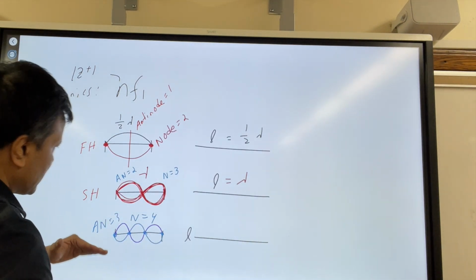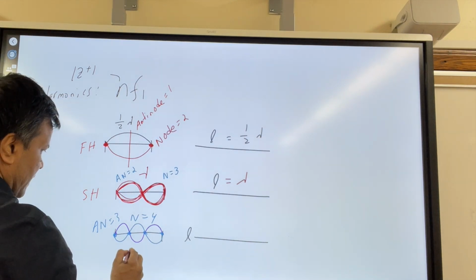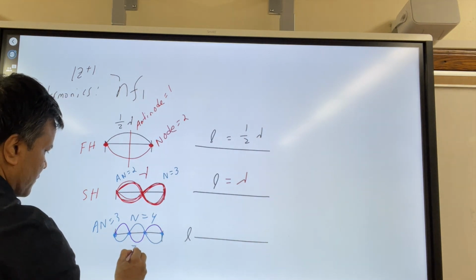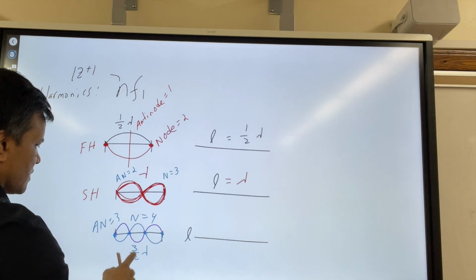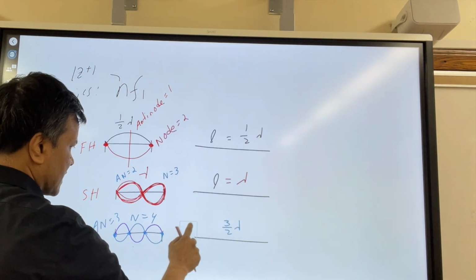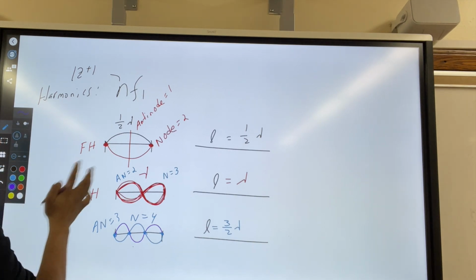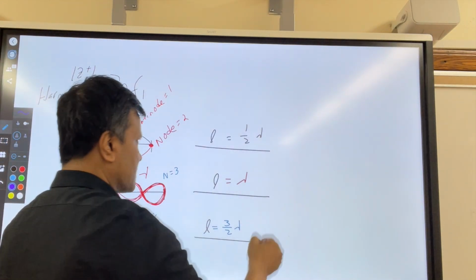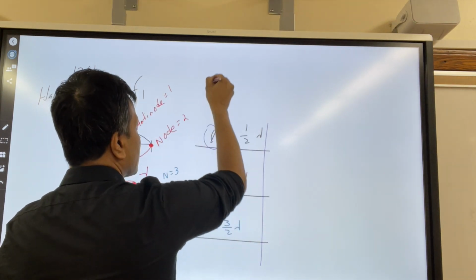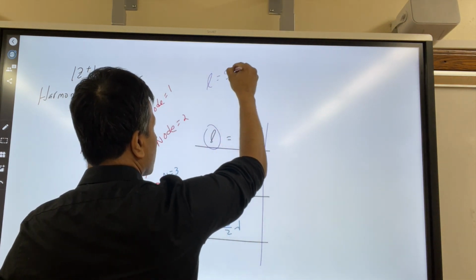Okay, so how many wavelengths over here? So you have 3/2 lambda. Okay, so L is equal to 3/2 lambda. Okay, so let's see. We want to define them in terms of lambda, not in terms of L. By the way, L is the string size.